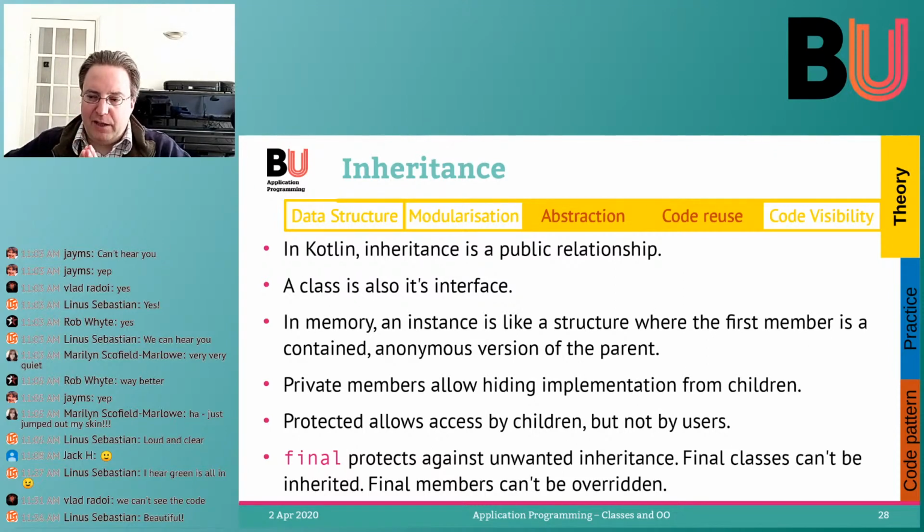If we have a square, then a rectangle obviously is not a square either, because with a square we expect that the width and the height are always the same. So that is the challenge of the relationship.